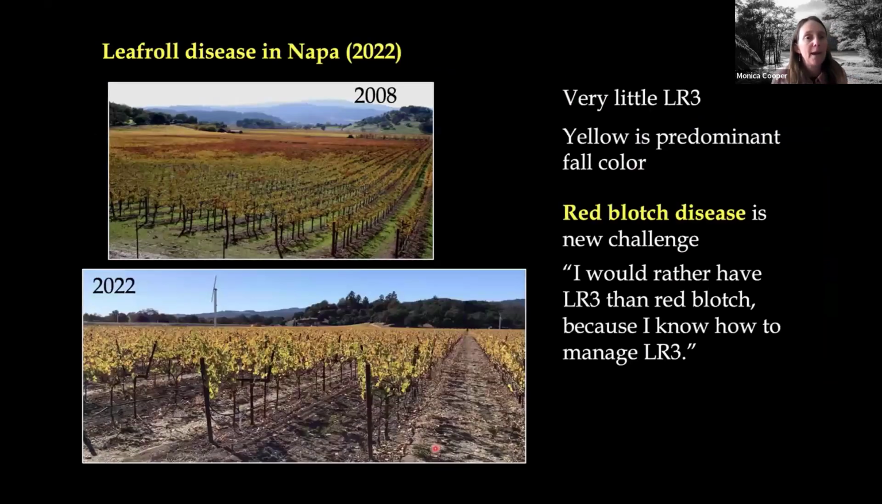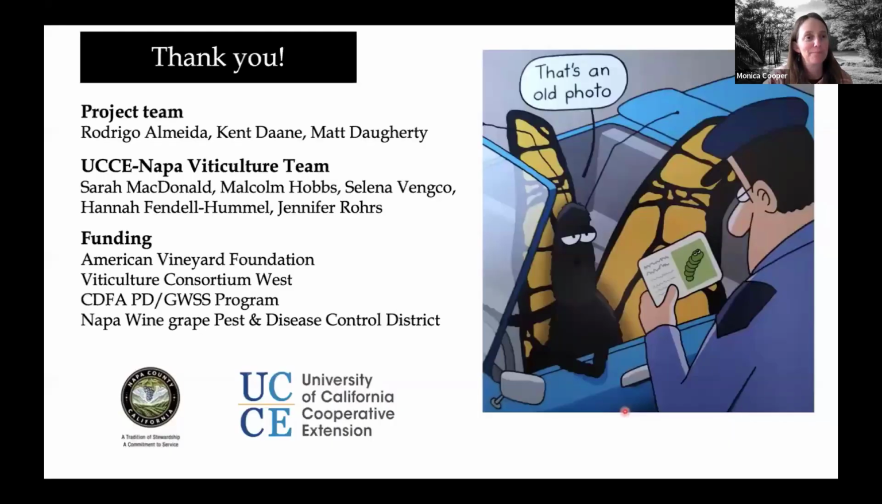And so what we have now is that as of 2024, we have very little leaf roll left in Napa. In fact, finding blocks that have leaf roll so I could take photos was really challenging. And unfortunately, we have a new challenge, which is red blotch disease, but it was interesting when we did our interview studies that people said they would rather have leaf roll than red blotch, because at least now they know how to manage leaf roll and they know what the effective strategies are and when to implement them. So I'm hoping for similar success for all of you in Washington.